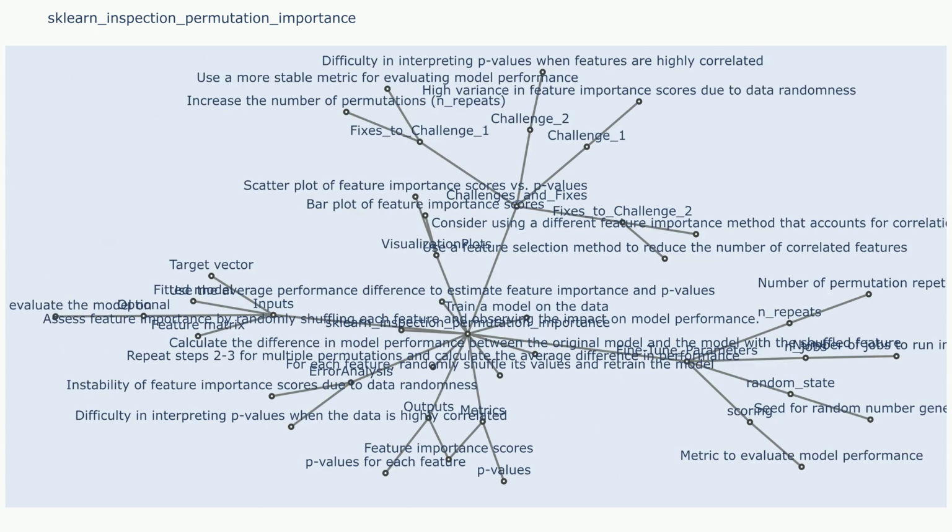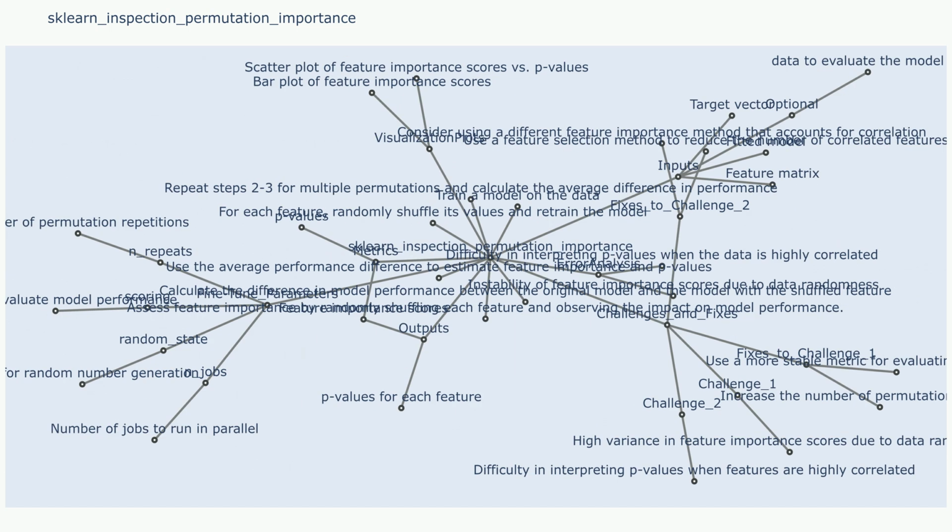Fixes to challenge 1. Feature selection. Consider using feature selection methods, e.g., recursive feature elimination, to identify and remove redundant features before using permutation importance. Regularization techniques. Techniques like L1 regularization (lasso) can help to penalize models with many features, potentially reducing the impact of correlated features. Feature engineering. Combine highly correlated features into a single feature that captures their joint effect.